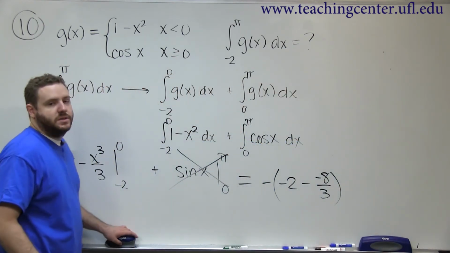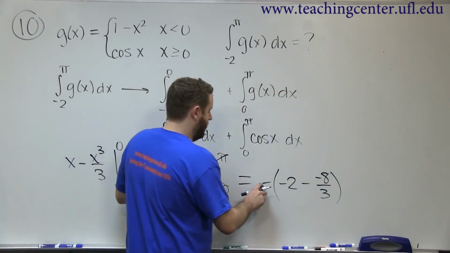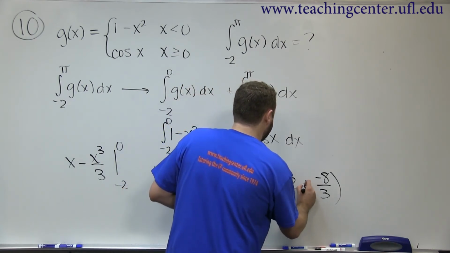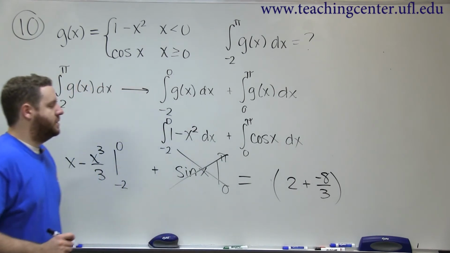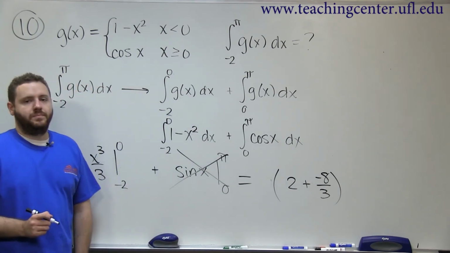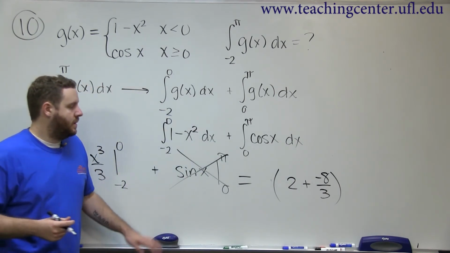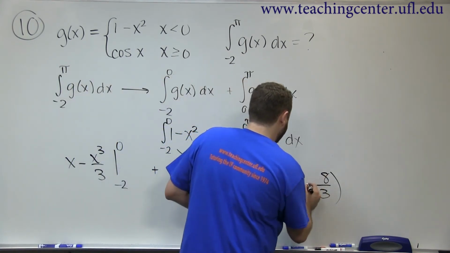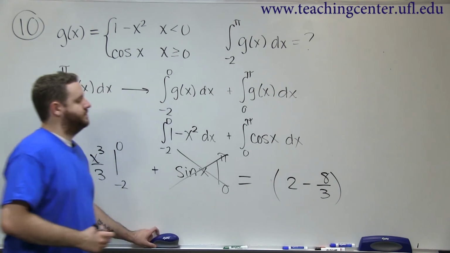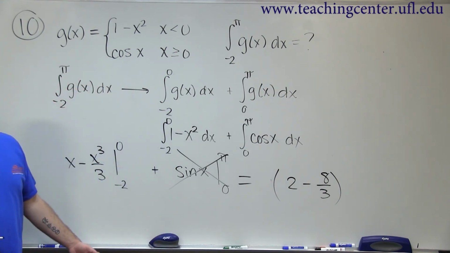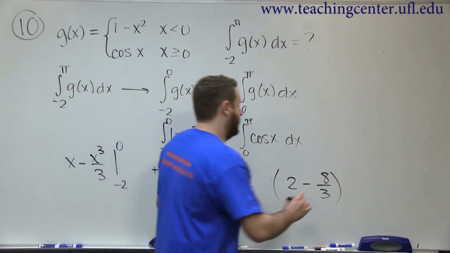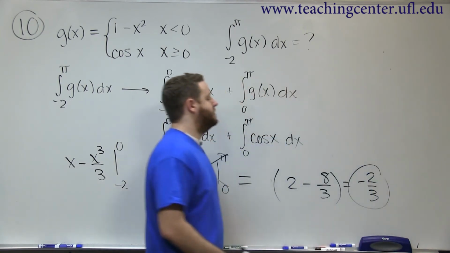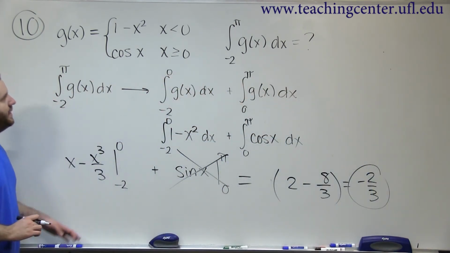So one thing you can do is distribute this negative. That would get rid of these negatives inside. So really we just get 2 plus -8 over 3. In other words, 2 minus 8 over 3. 2 is 6 over 3, so 6 over 3 minus 8 over 3 would give us -2/3. And that's how we do that integral.